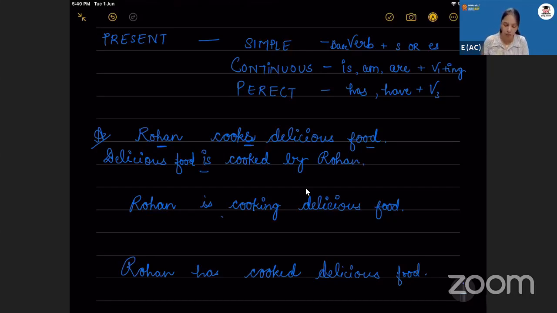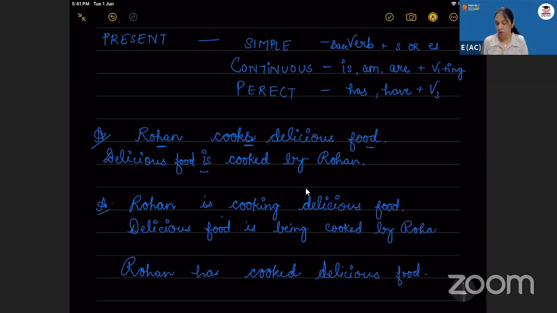Who is coming to convert this? Quickly. Who is telling the answer? Arohi is telling. Okay, Arohi, answer it. Delicious food is being cooked by Rohan. Very good, Arohi. Delicious food is being cooked by Rohan.